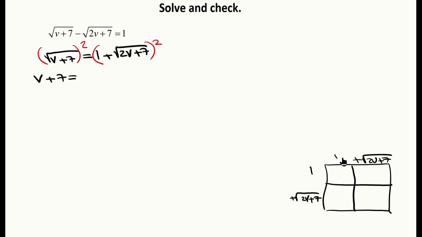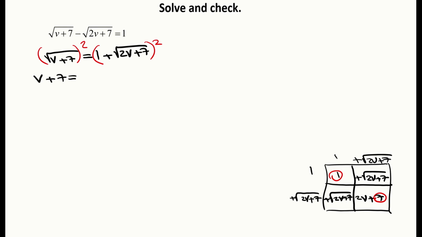So 1 times 1 gives us 1. 1 times positive square root of 2v plus 7 is just positive square root of 2v plus 7. Again, 1 times positive square root of 2v plus 7 is positive square root of 2v plus 7. And we know that the square root of any radicand times itself will just give us the radicand. So here we just get 2v plus 7. So we notice now when we want to combine these, the 1 and the 7 can combine.